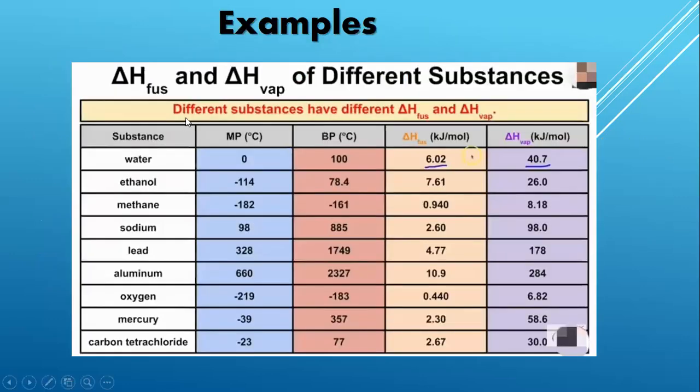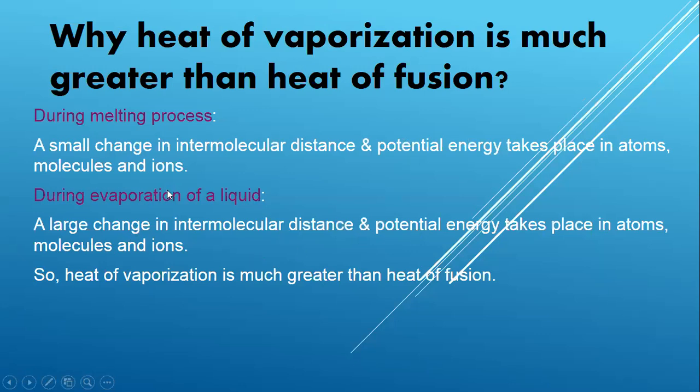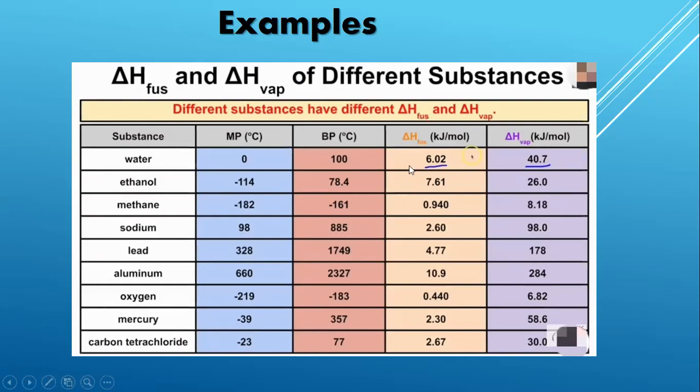We can show it by taking examples with their delta H fusion and delta H of vaporization. Like water has melting point 0 degree centigrade, boiling point 100 degree centigrade, and it has delta H fusion of 6.0 kilojoule per mole, and vaporization is 40.7. You can see that delta H vaporization or heat of vaporization of water is greater than its heat of fusion. The same reason that we have discussed in the previous slide, that during vaporization, a large change in intermolecular distance and potential energy takes place. You can compare the data from the other examples like ethanol 7.61 and 26, methane 0.9 and 8.18, and so on.